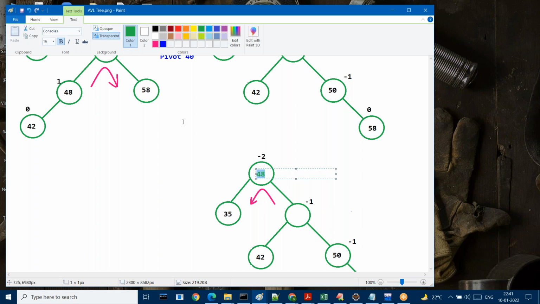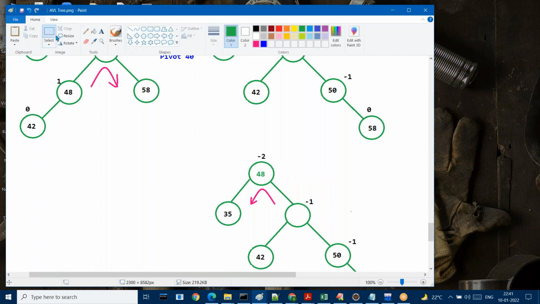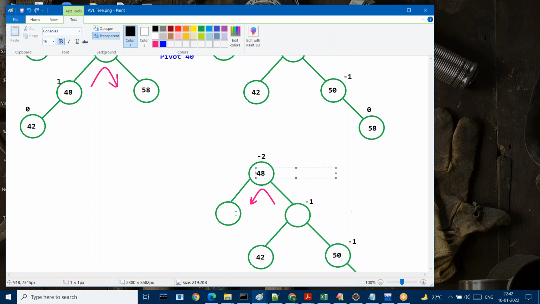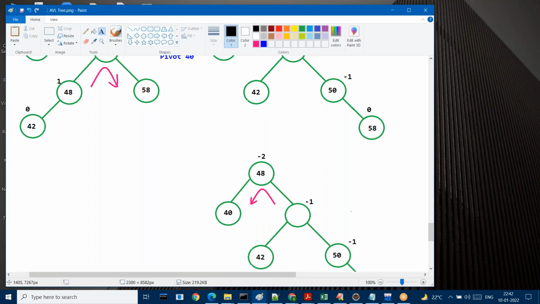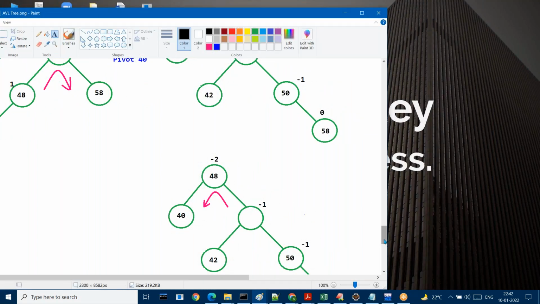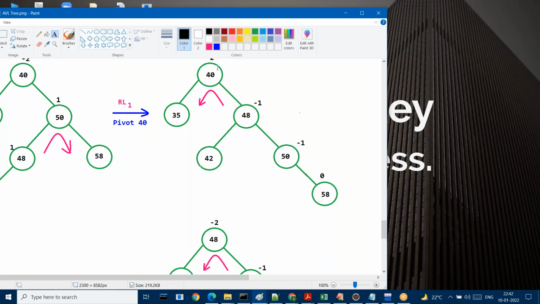40 will go one step downwards. Here is 40. This is 48. This is 40. So 48 and 40 both go one step downwards. As 48 comes here, 40 goes one step downwards.